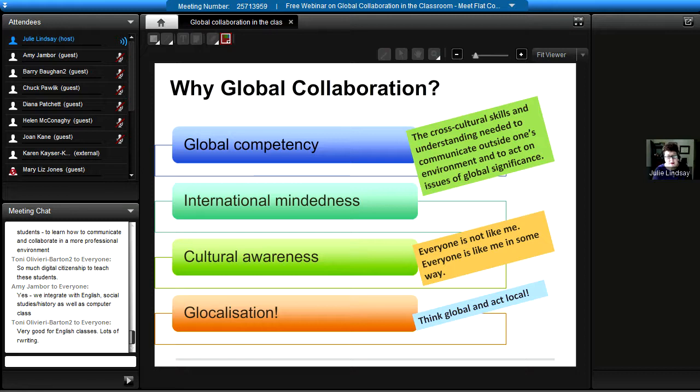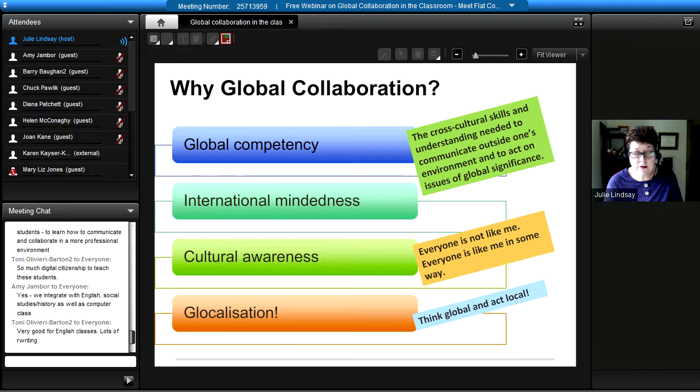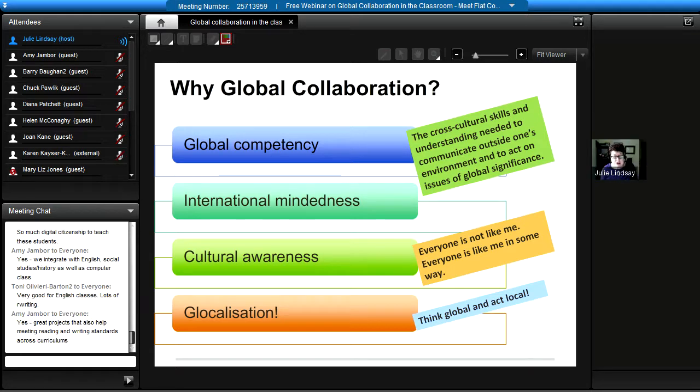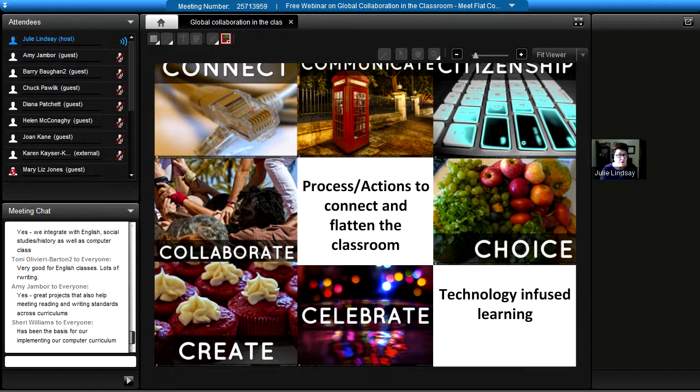So here are some reasons why we think global collaboration is important. Global competency, international mindedness. Of course, that's a phrase that's used often with the International Baccalaureate schools, which I was in for about 10 years. Cultural awareness, of course, and this word globalization that Thomas Friedman, amongst others, uses, where we think global and act local. So we take ideas and inspiration from global interactions and collaborations, and we apply them back to our local situation. And that applies to teachers and students. Teachers, as you design curriculum and learning opportunities for your students, and students as they design action projects and new ways of looking at the world. So it's a great word, globalization.